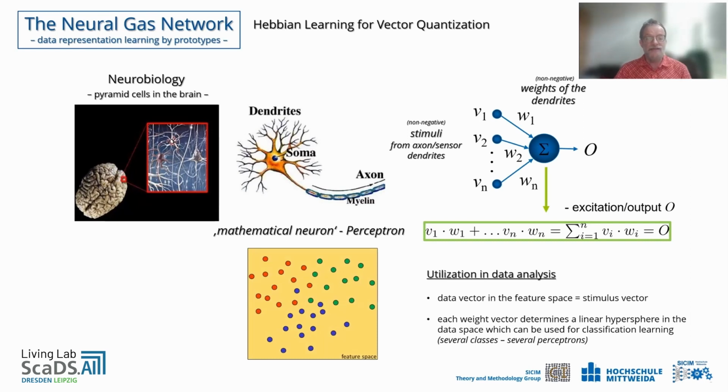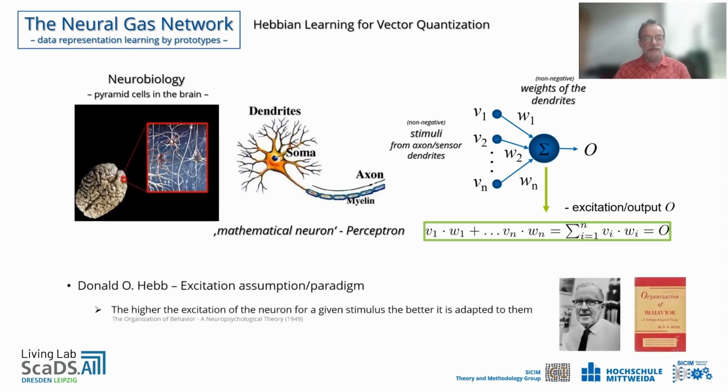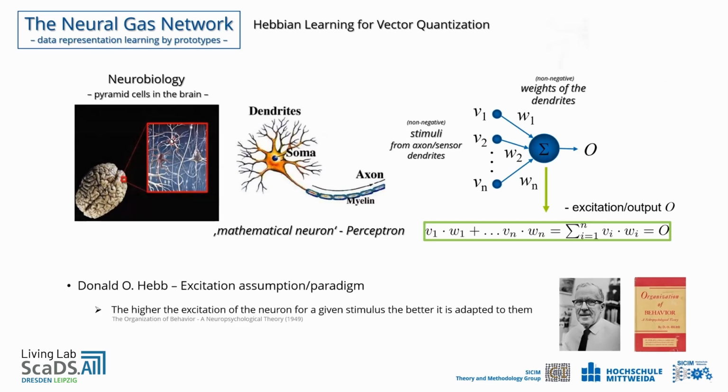So if you have this feature space, each perceptron defines a linear separation. And if you have several of those perceptrons, which are combined in a network, then we can make a respective classification scheme. So what are the assumptions or paradigms? From biological motivation, we know that the higher the excitation of the neuron for a given stimulus, the better the adaptation of the respective neuron. This was already postulated by Donald Hebb in the 40s of the last century.